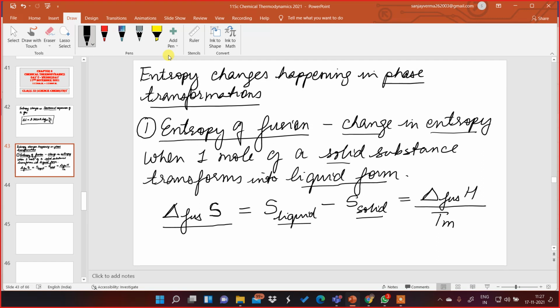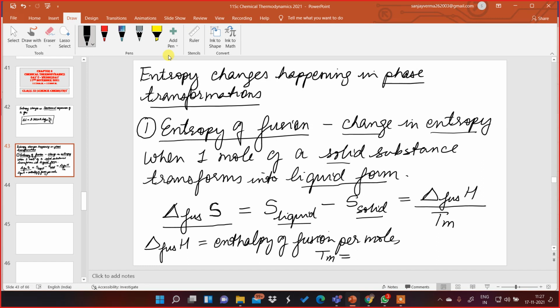And remember, this delta H fusion is the enthalpy of fusion per mole, and this Tm means melting temperature of the solid. Okay, so this is entropy of fusion.